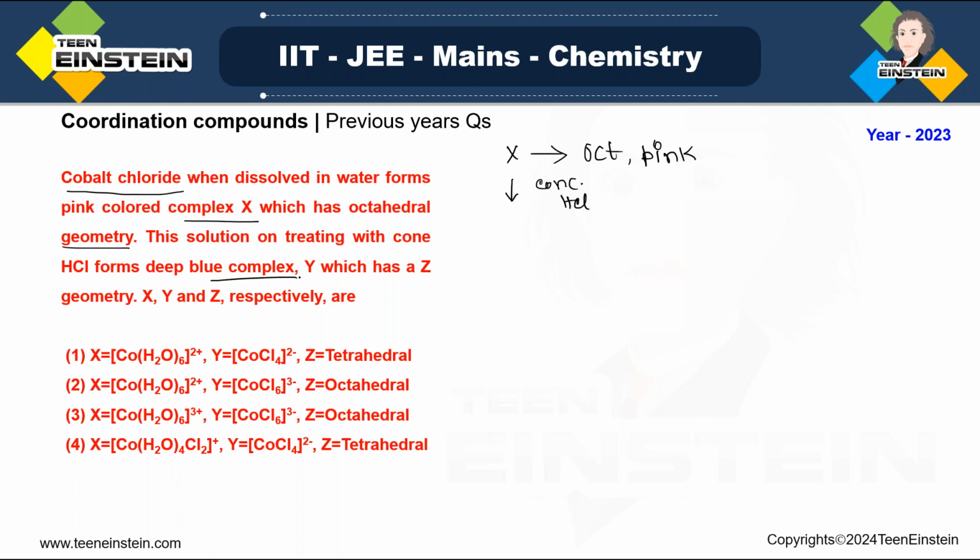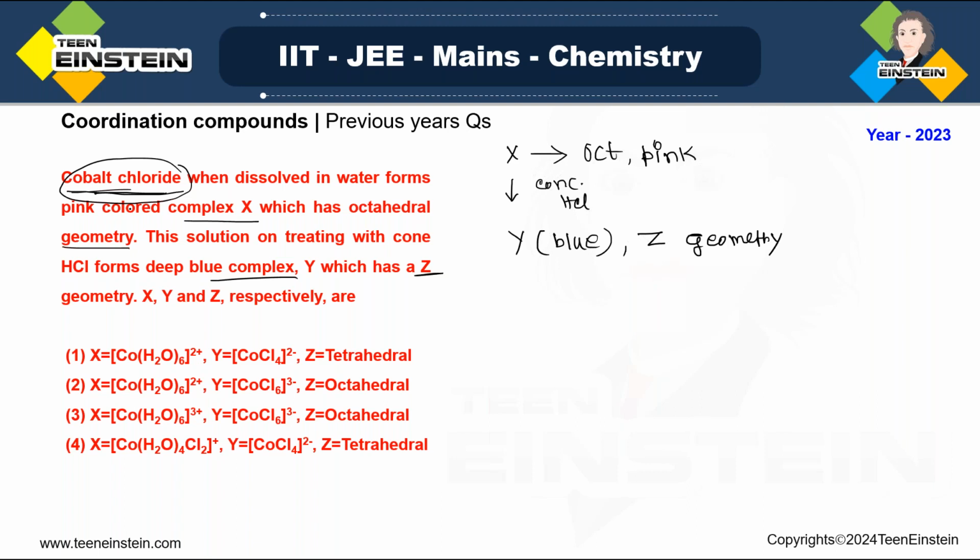This solution, when you are treating it with concentrated HCl, you are getting deep blue complex Y. So this is blue and Y has Z type of geometry. Z is the geometry. So you have to find all this. Fine. Now X is cobalt chloride and you are treating it with water. That means cobalt chloride, when treated with water, all the chloride will be replaced and that place will be taken by water. So if you look at the options for X, all the chloride will be removed and, if you consider the charge, it is 2 plus.